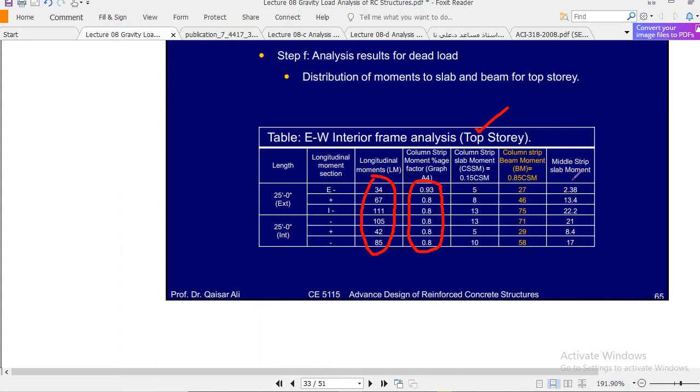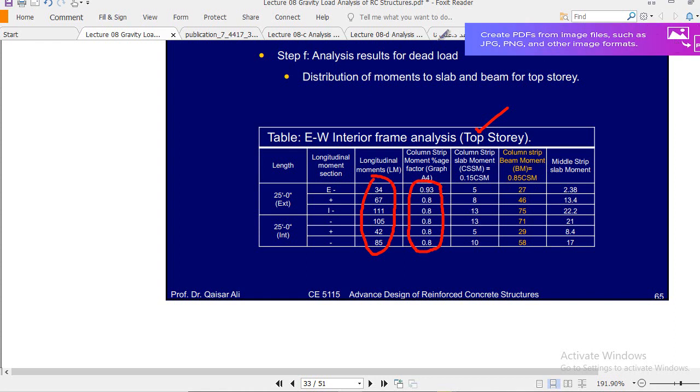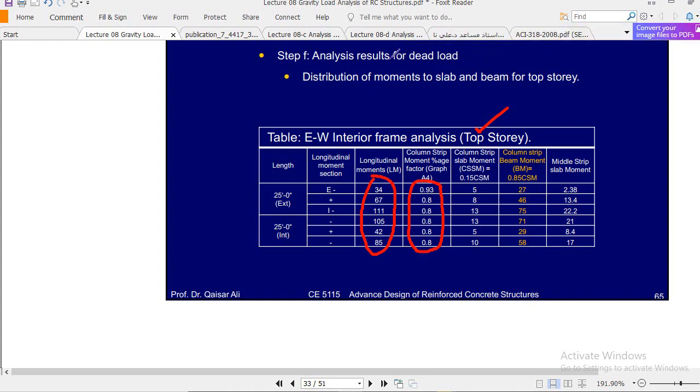I already explained this. Similarly, repeat the same procedure for all the moments, but here for the exterior it is 0.93, while here we have 0.8, and the rest of the calculation is the same. Clear? The only point which I thoroughly explain is that you must understand what 0.15 means and what 0.85 means. Now the rest of the procedure is simple.